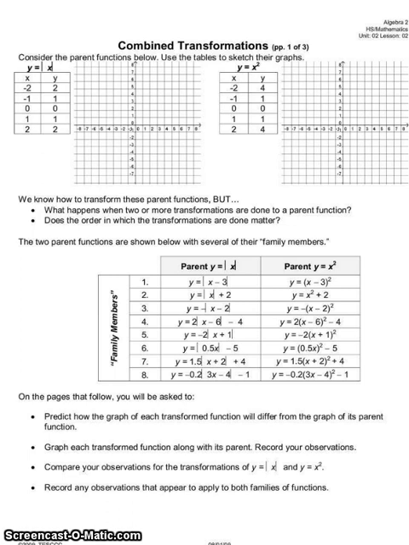So I know that this is an absolute value, so it's going to look remotely like that, and it's going to go off into infinity. Now, for my quadratic, I know that it's going to pretty much look like this. Now, we know how to transform the parent functions, but what happens when two or more transformations are done to that parent function? Does the order in which the transformations are done matter? That's what we're going to look at.